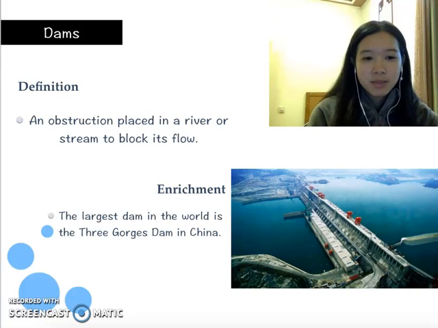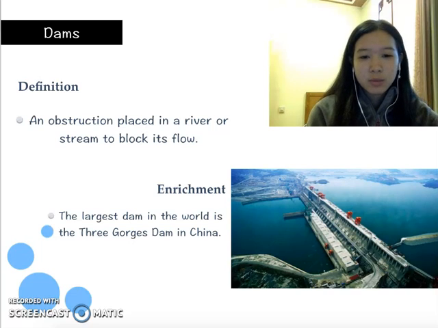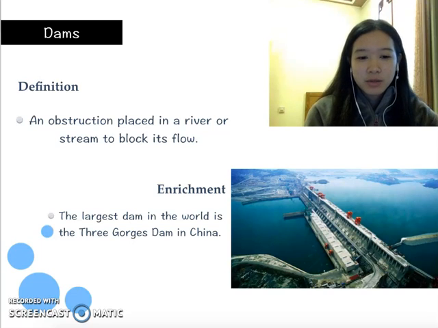Now let's look at dams. Dams are any obstructions placed in a river or stream to block its flow. The largest dam in the world is the Three Gorges Dam in China. This picture shows the Three Gorges Dam, and it's placed on the Yangtze River in China.